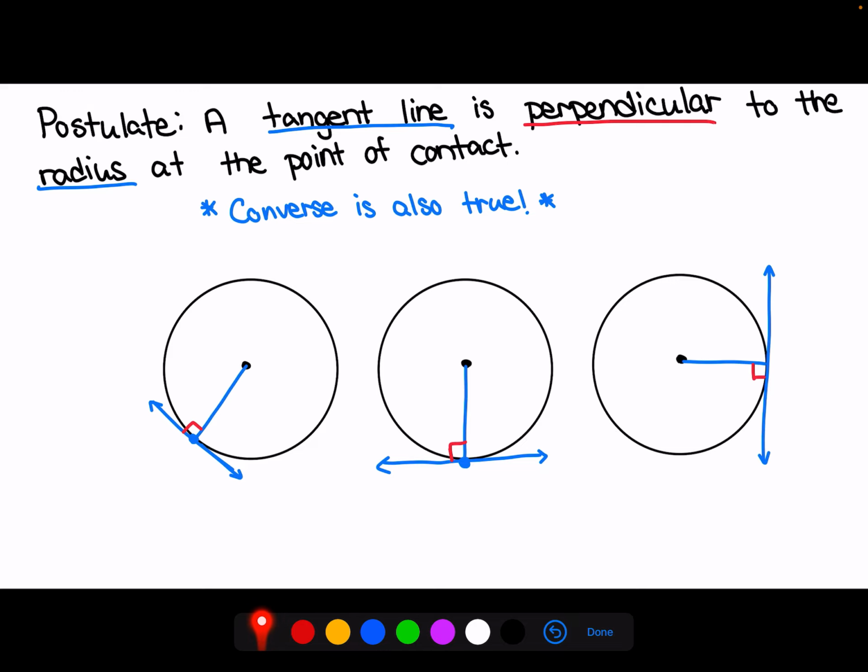Now again, these right angles that are created from the radius and the tangent line are extremely useful as we go through these problems. So this postulate will be used constantly within circles. So make sure that you guys do try these out. And again, this postulate is very important to remember.